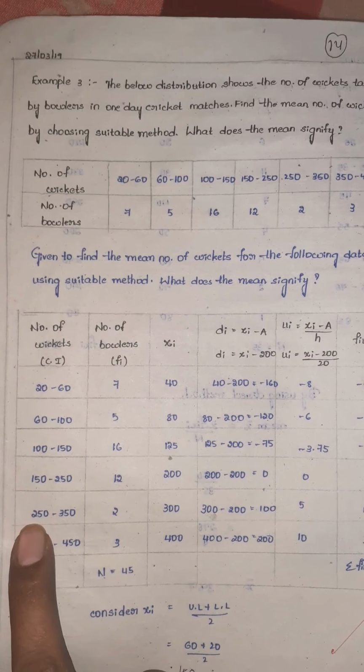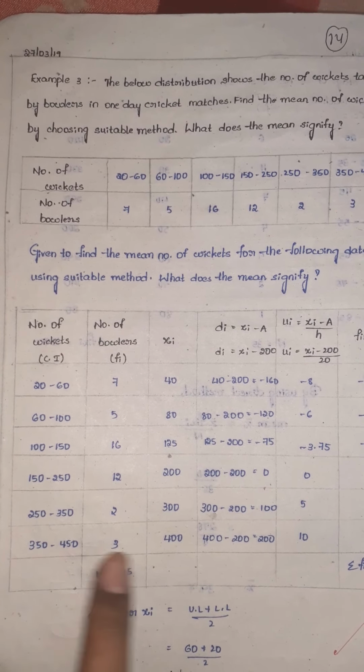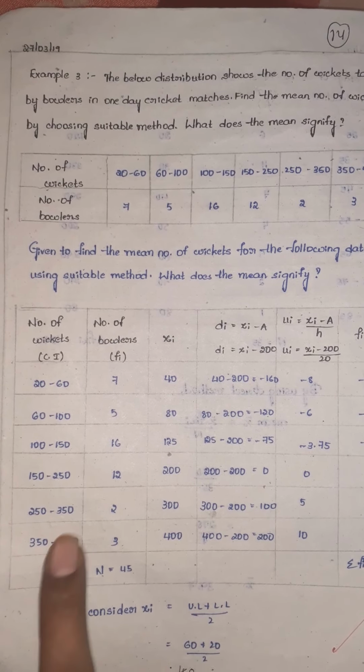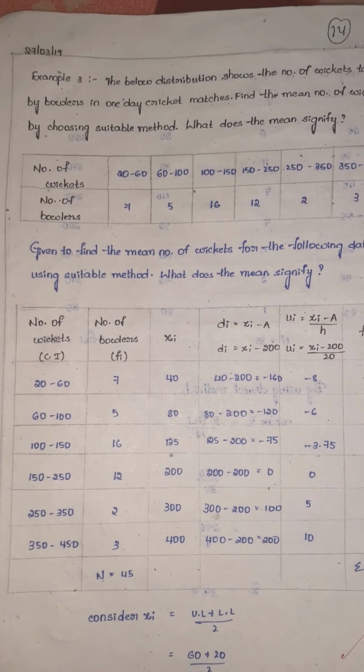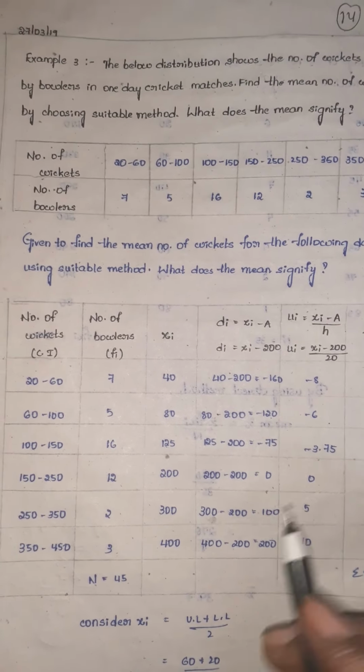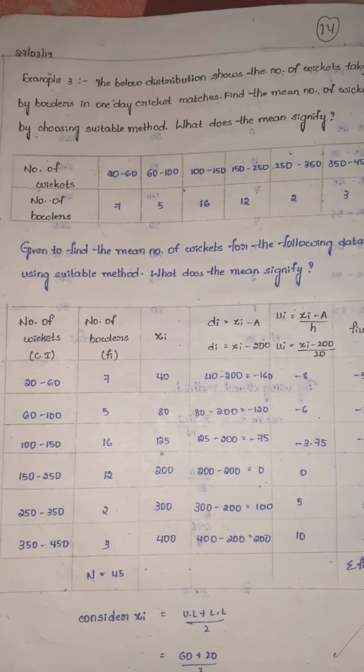Next 350 plus 250 is 600. Half of 600 is 300. Next 450 plus 350 is how much? 450 plus 350 is 800. Half of 800 is 400. So he's asking to calculate mean by choosing suitable method.